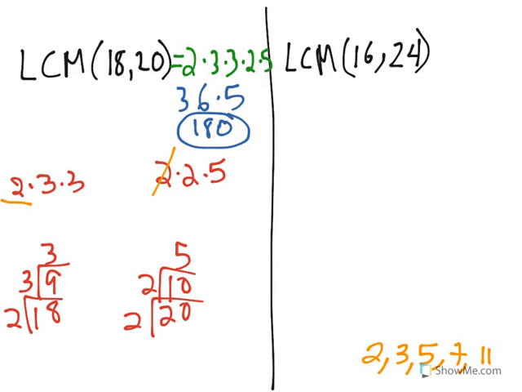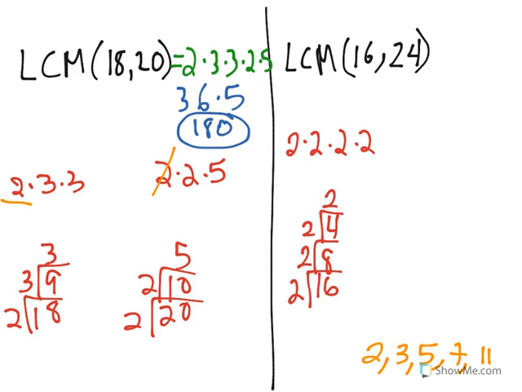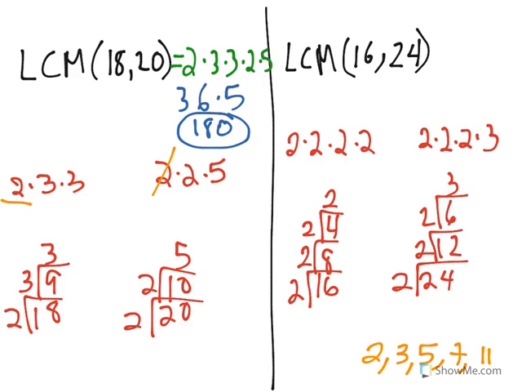Looking over to the next one, the least common multiple of 16 and 24. 16's prime factors are 2 times 2 times 2 times 2. And now we'll do the prime factors of 24. 2 goes into 24 12 times. 2 goes into 12 6 times. 2 goes into 6 3 times. So it'll be 2 times 2 times 2 times 3.